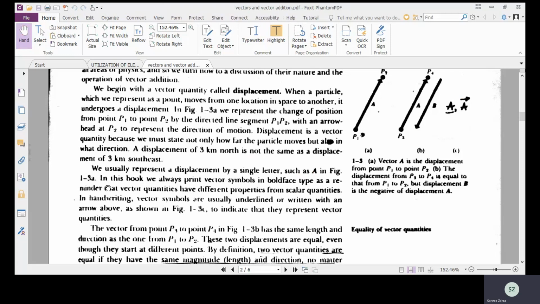Here, they use the boldface. As you can see, this A is representing a vector quantity. Whereas for scalar quantities, we do not need to bold them. In handwriting, vector symbols are usually underlined or written with the arrow. Either I can underline A or I should put an arrowhead over the letter if I'm not bolding it while writing.